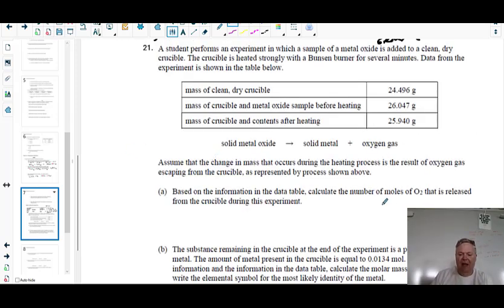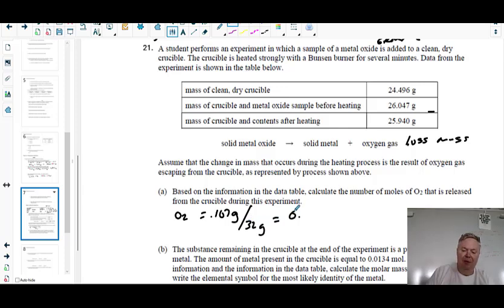All right, so for A, it says calculate the moles of O2 that is released. What you're really looking at is that we're heating this metal and then it loses mass. Obviously the loss in mass has to be from the O2. If I subtract these out, the O2 loss in mass was 0.107 grams. So we just need to convert that to moles by dividing by 32 grams per mole, and we get 0.00334 moles of O2 that is released.